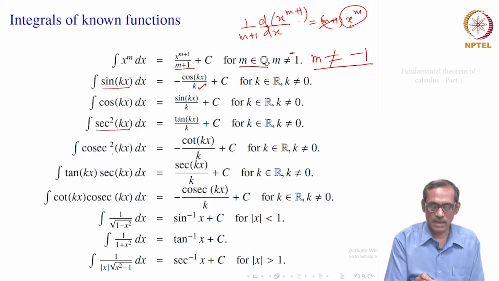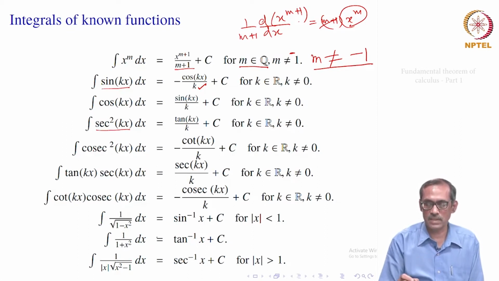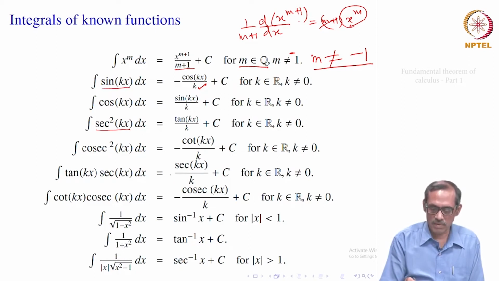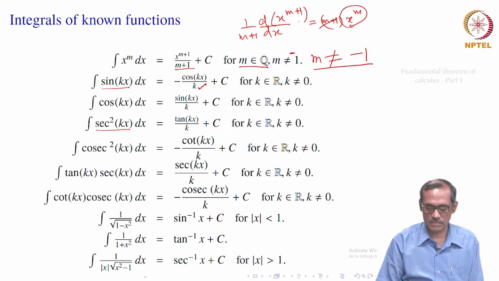Similarly, integral of cosec square kx equals minus cot kx divided by k, because the derivative of the right side equals cosec square kx. All these formulas we know for the derivative, that is why we are rewriting them for the indefinite integral. Since derivative of secant kx by k equals tan kx sec kx, the integral of this is secant kx by k plus c.